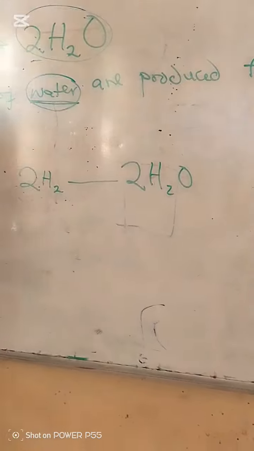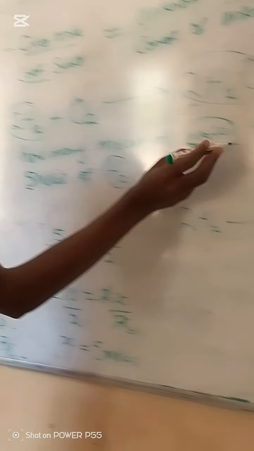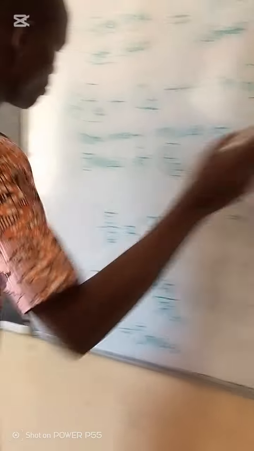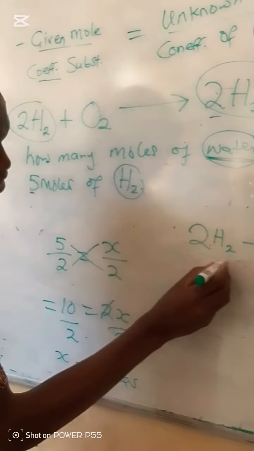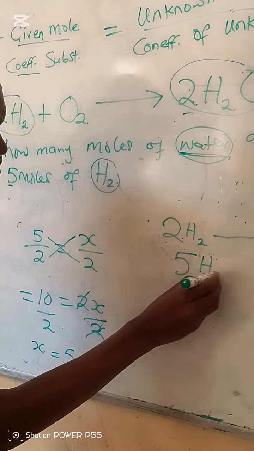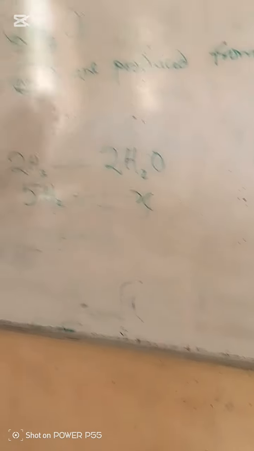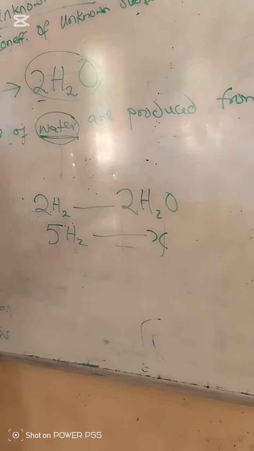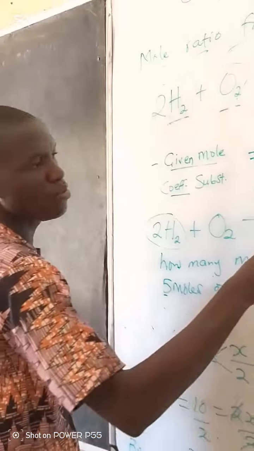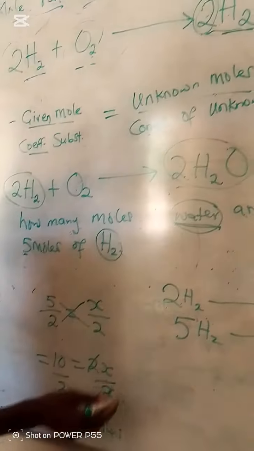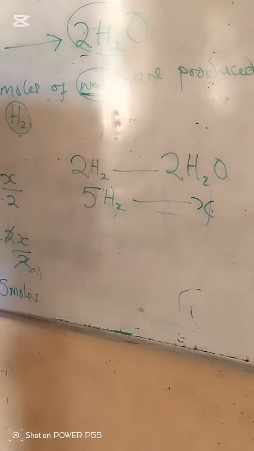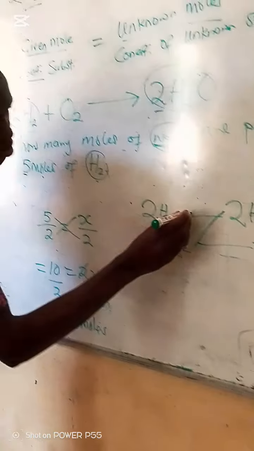So I can say 2 moles of hydrogen produce 2 moles of water, H2O. Now the question is, how many moles of water are produced from 5 moles of hydrogen? Simple. Do you get this? So I use this equation as standard to find out for the other one that is not given. 2 moles of hydrogen produce 2 moles of water. They are now asking me 5 moles of hydrogen will produce how many moles of water? Are you following me?